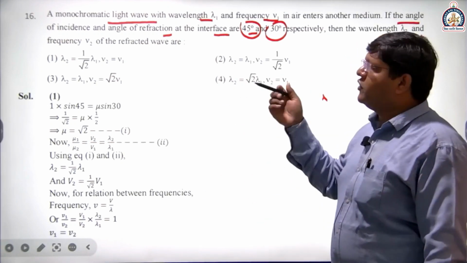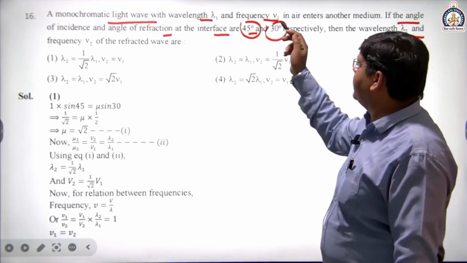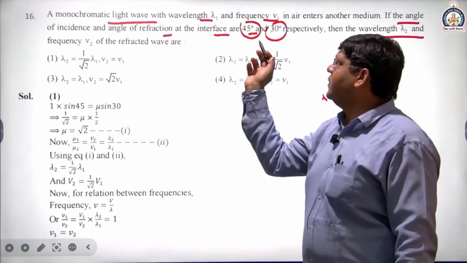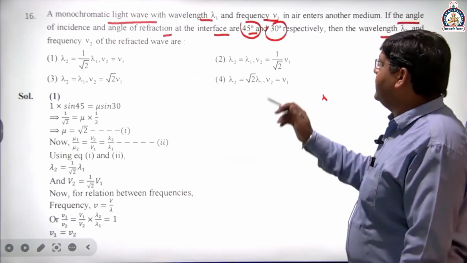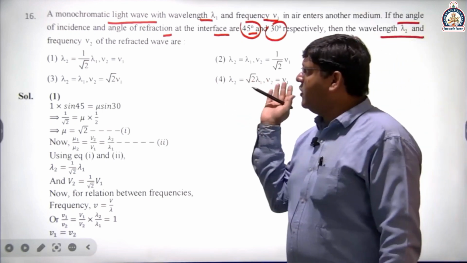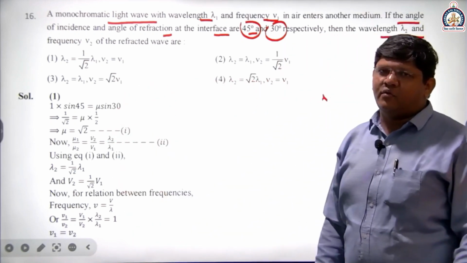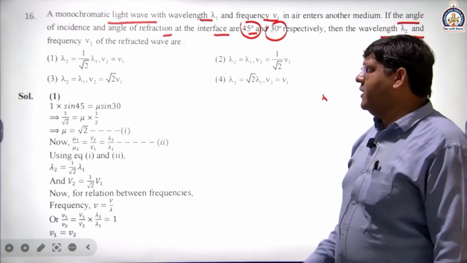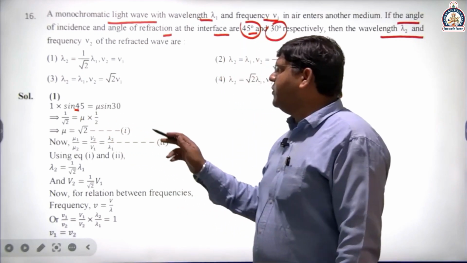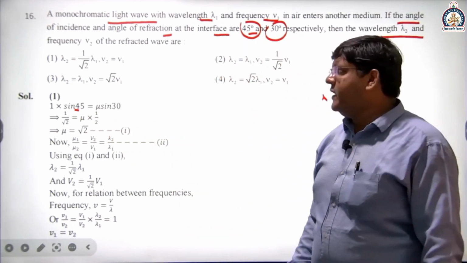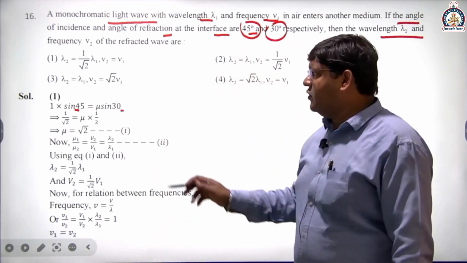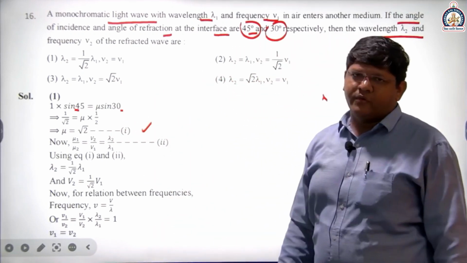The monochromatic light having wavelength lambda 1 and frequency nu 1 enters another medium at an angle of incidence of 45 degrees and angle of refraction of 30 degrees. We have to calculate lambda 2 and nu 2. So the options give the relation between the two wavelengths and the two frequencies. Now we can simply say 1 into sin 45 is equal to mu into sin 30. We have written the angle of incidence as 45 degrees and the angle of refraction as 30. So on solving we get mu is equal to root 2.